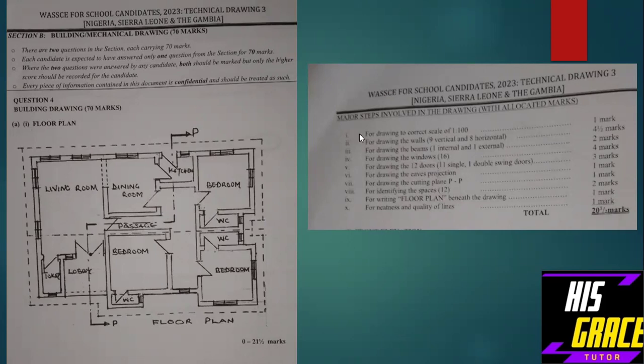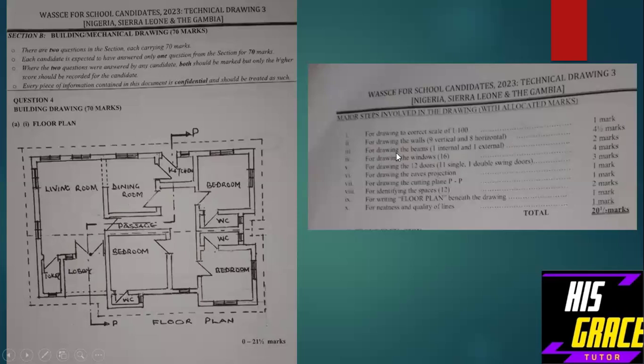And then we also have 8 horizontal walls. This is 1, this is 2, this is 3, here we have 4, this is 5, this is 6, this is 7, then here we have 8. So we have 8 horizontal lines here. The total mark that will be awarded for drawing 9 vertical and 8 horizontal walls is 4.5 marks.